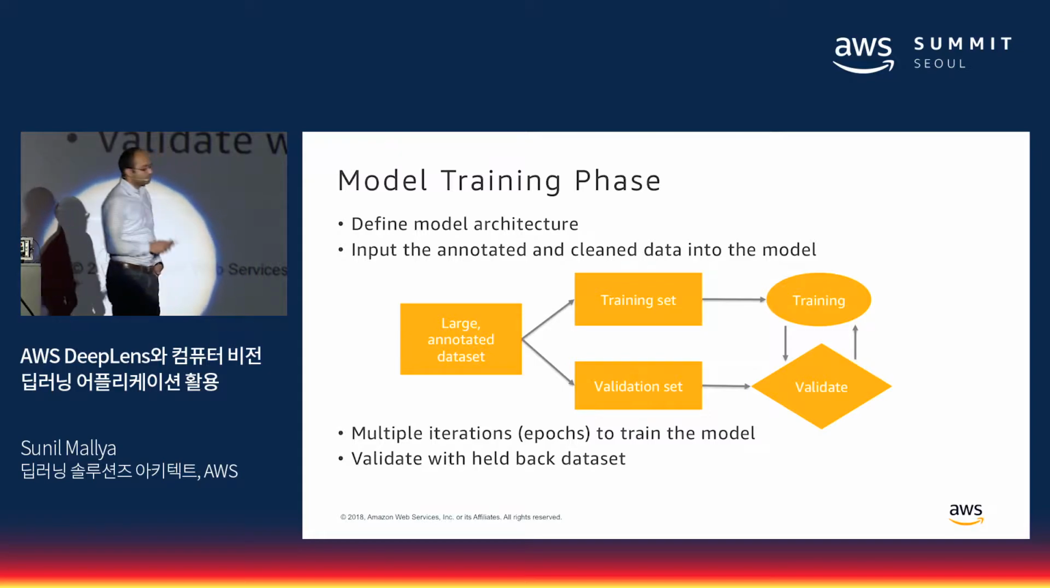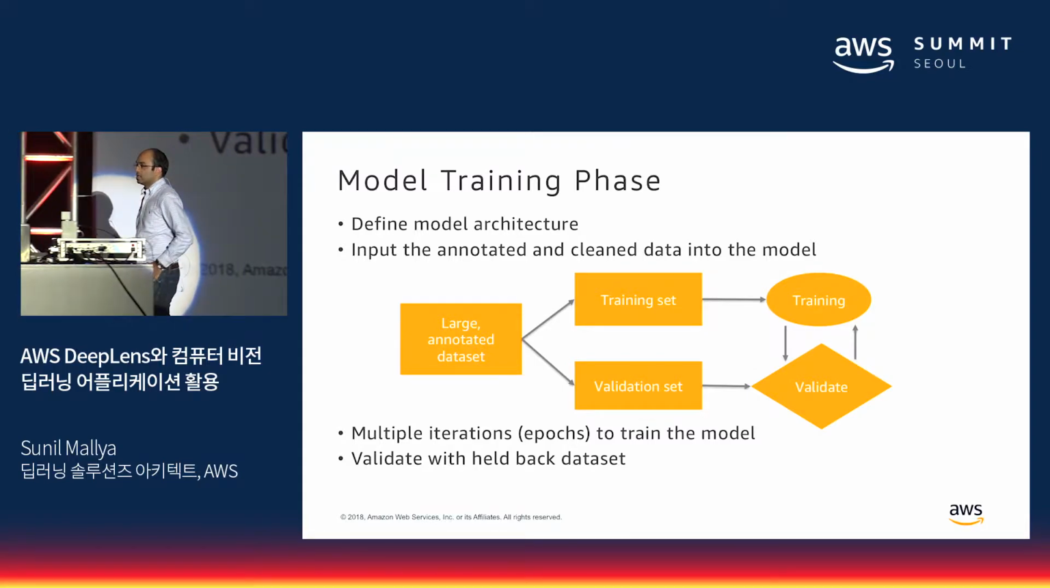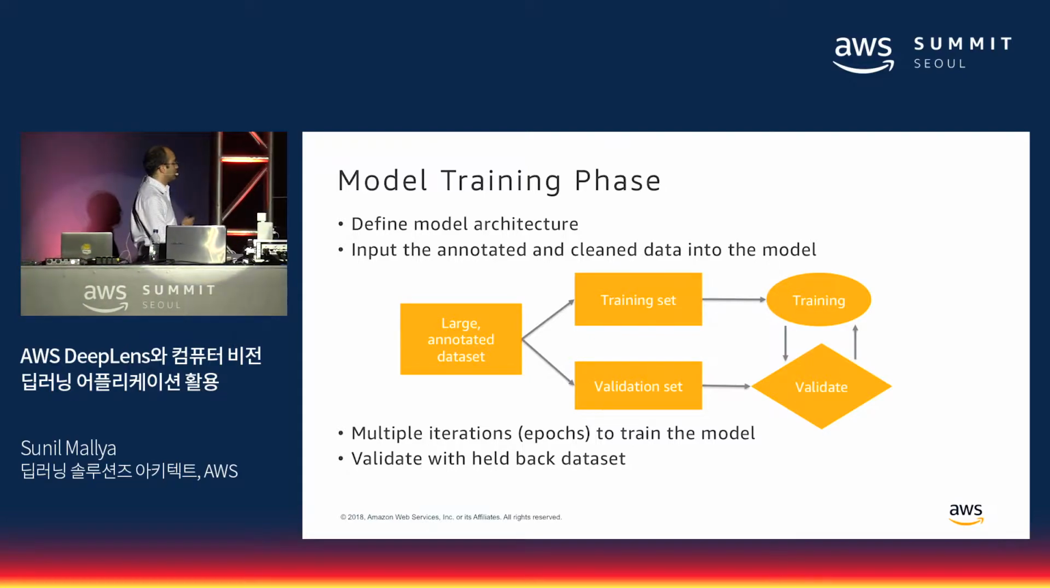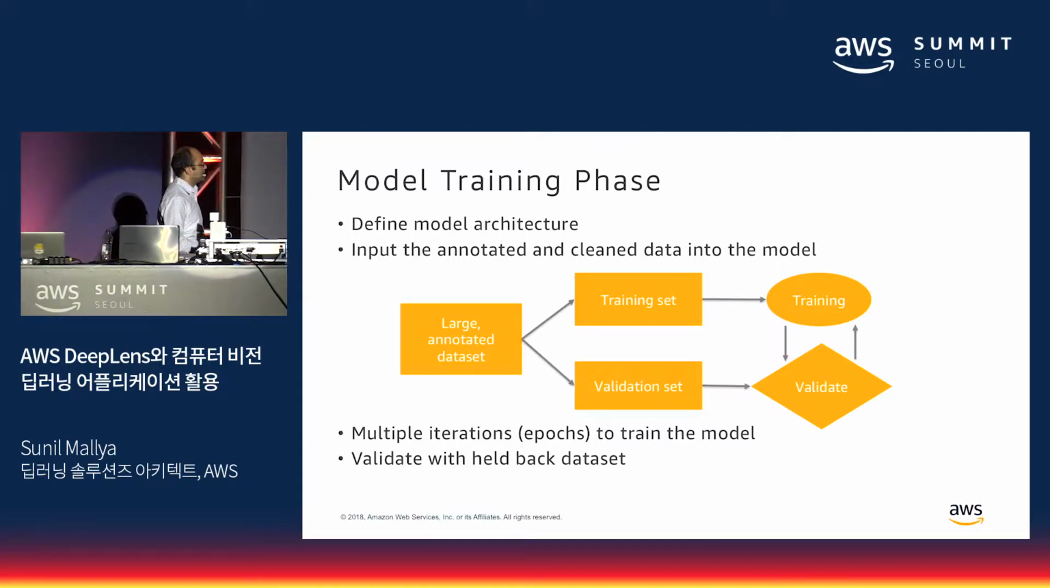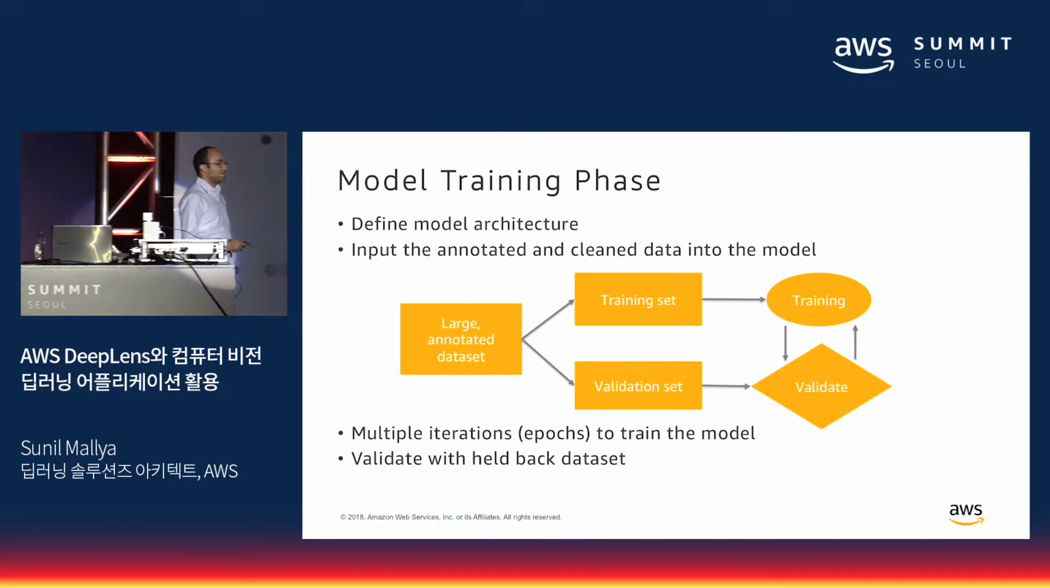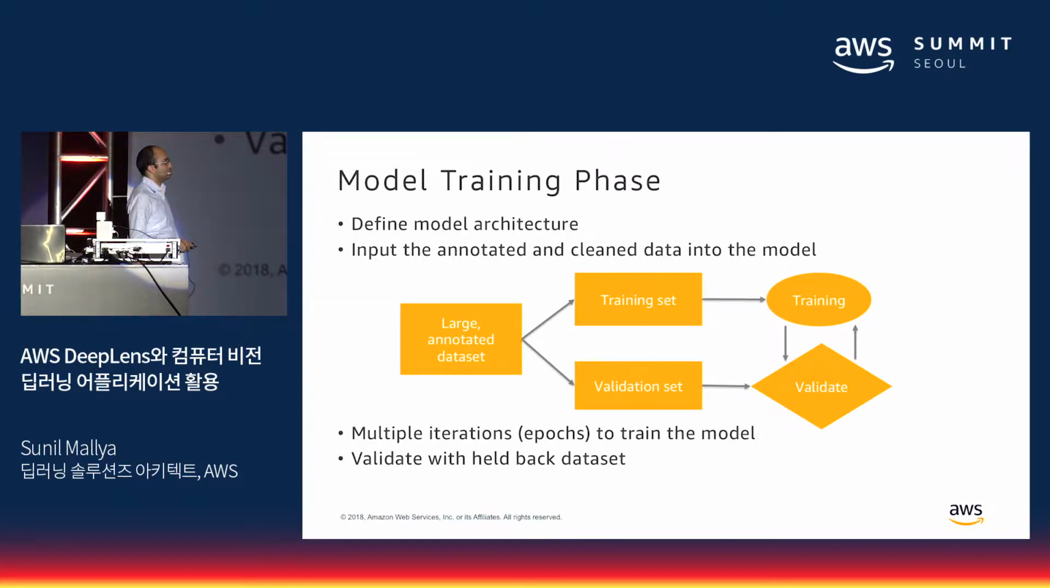So let's look at the model training phase. So this is just to recap. We go from a large annotated data set, we split it into a training set and a validation set, we train, and we pick the best model we get from the accuracy metric on the validation data set.